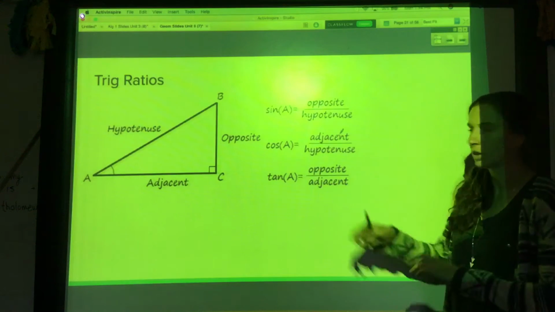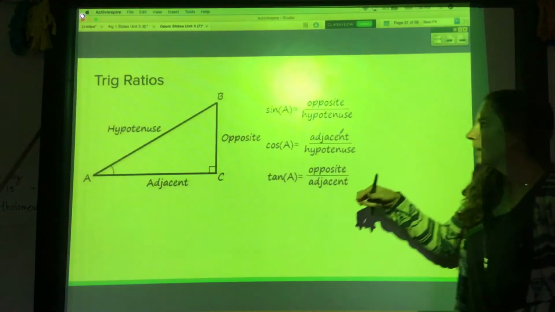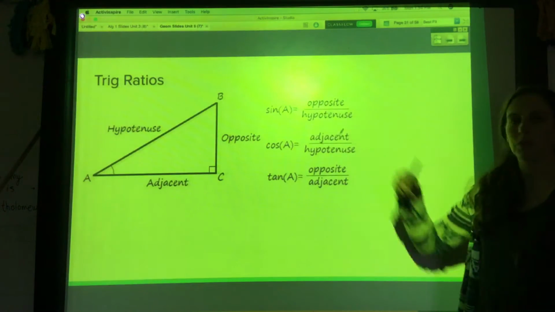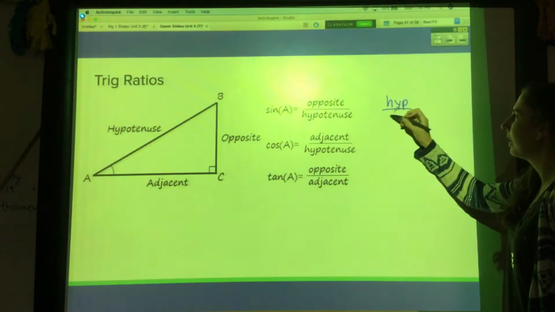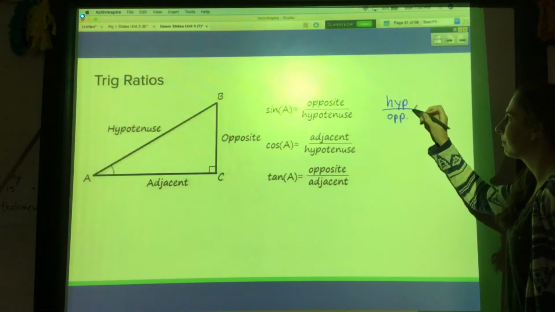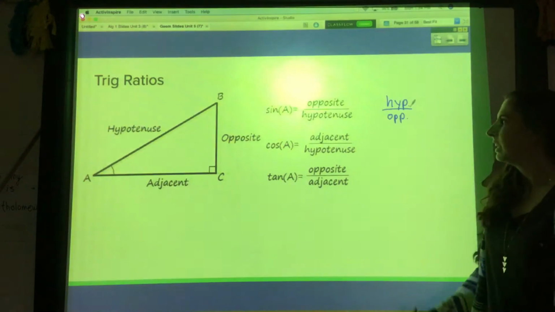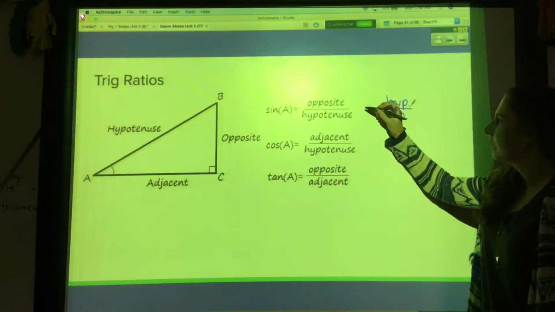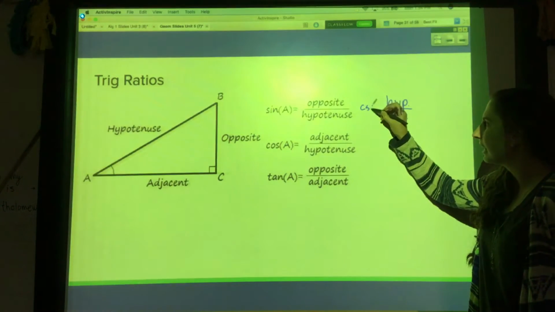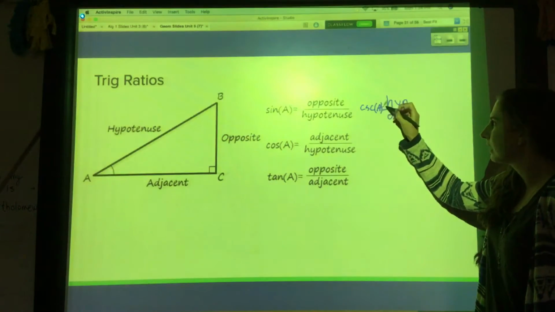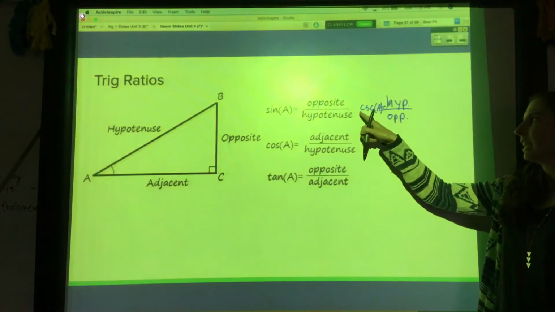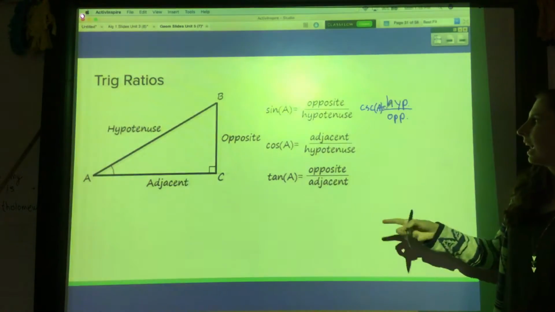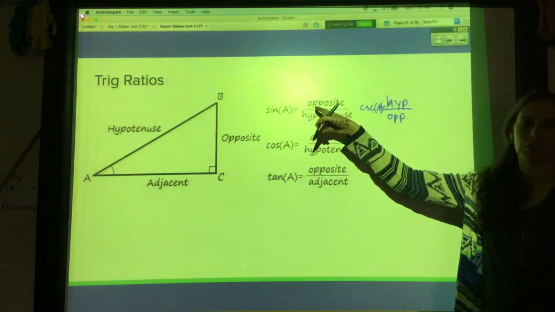For example, sorry my board's tripping out. Let's say instead of opposite over hypotenuse, what if I wanted to say hypotenuse over opposite? Why not? This has a name. It is called the cosecant. And we'll write this down more in a second. But it's called the cosecant, abbreviated CSC. And so basically it's just the flipped version of sine.